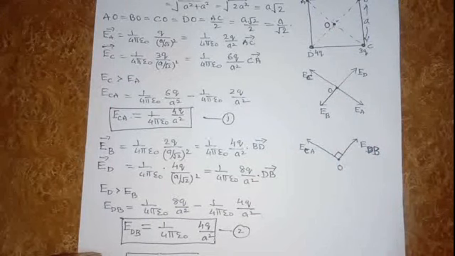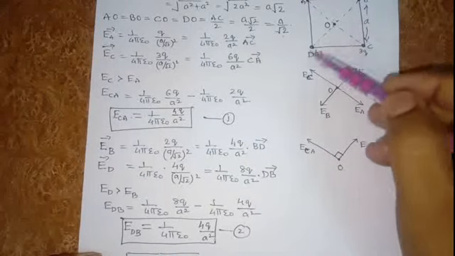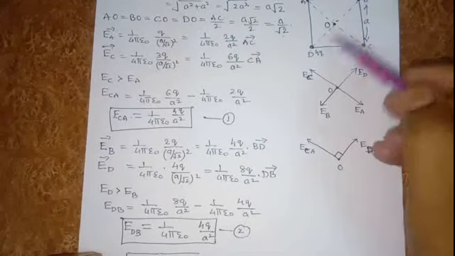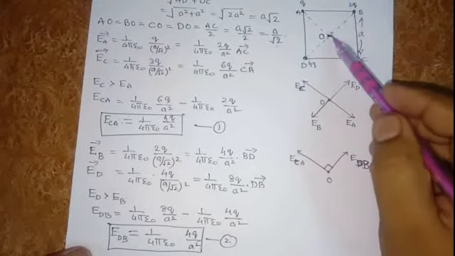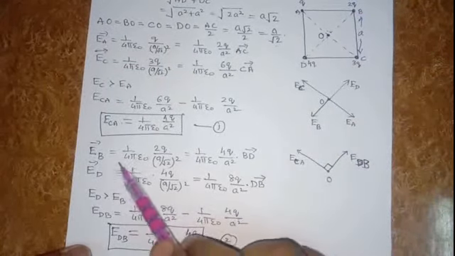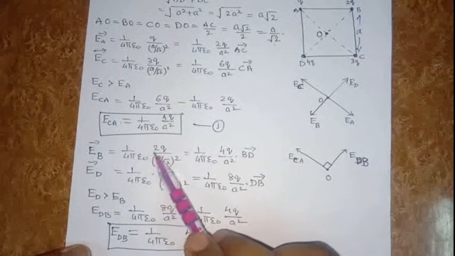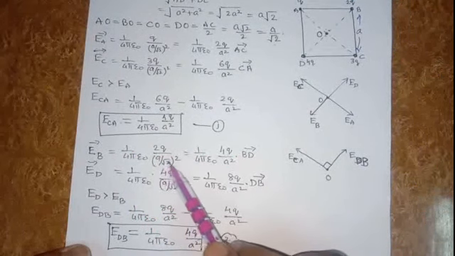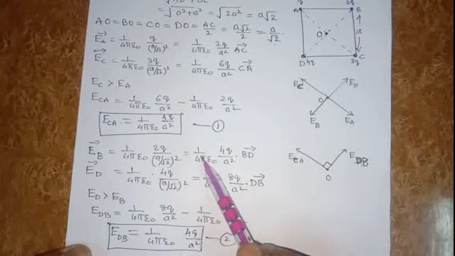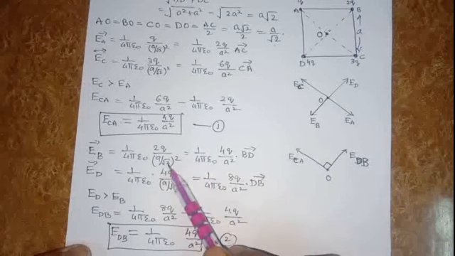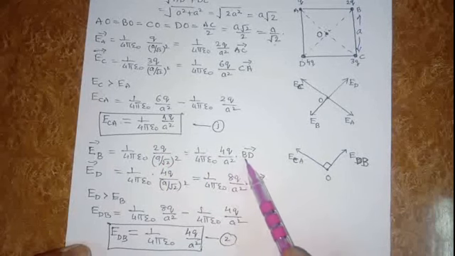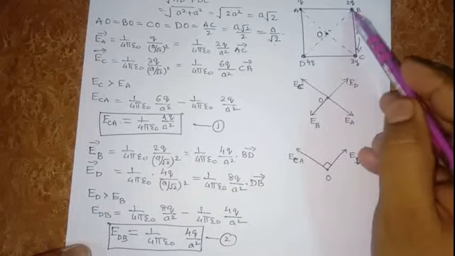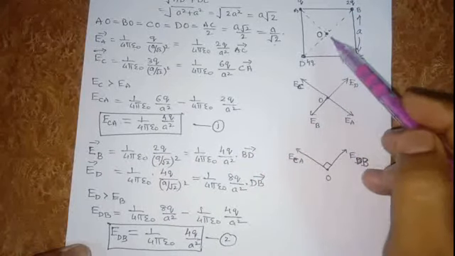Now let us consider the direction DB. Here also two charges are there at the corners. The first charge B exerts an electric field here, and that is given by the equation 1 by 4 pi epsilon 0 2Q divided by A by root 2 the whole square, which is equal to 1 by 4 pi epsilon 0. This 2 goes up, therefore 4Q divided by A square, and the direction will be BD.